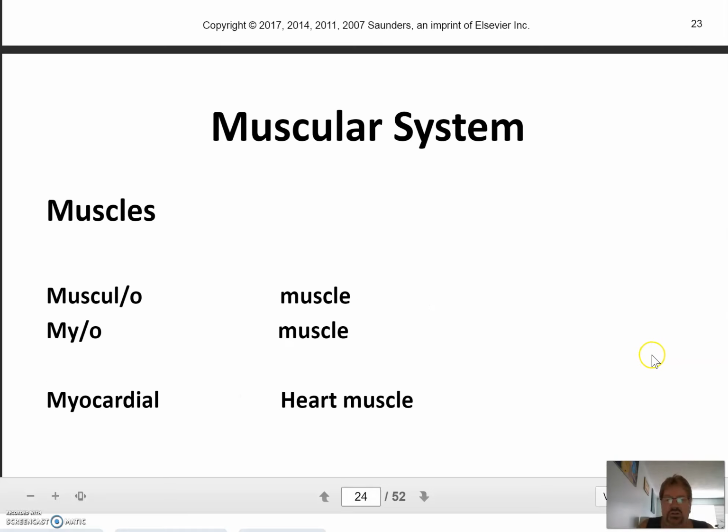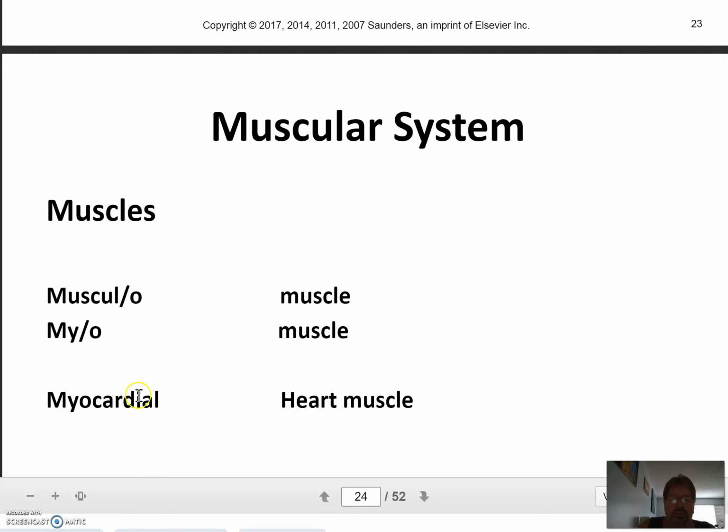Okay, the muscular system. Musculo or myo are the root words for muscle. All these things, guys, memorize these words. This is real important. When you go over the individual systems, you'll be going over it again. But in the meantime, go ahead right now and start learning these. Go on Quizlet online, and there are flashcards for medical terminology, and you can review this back and forth.